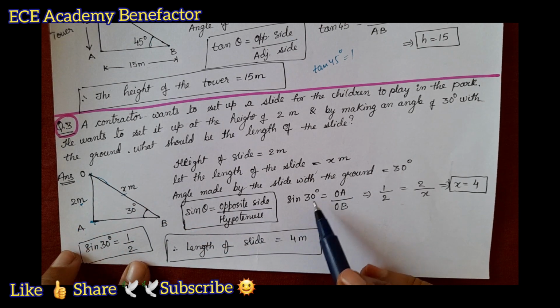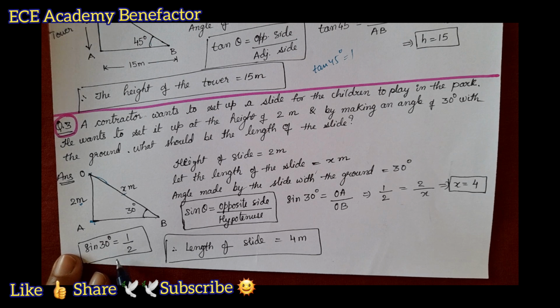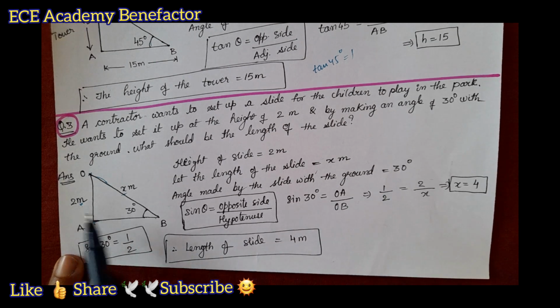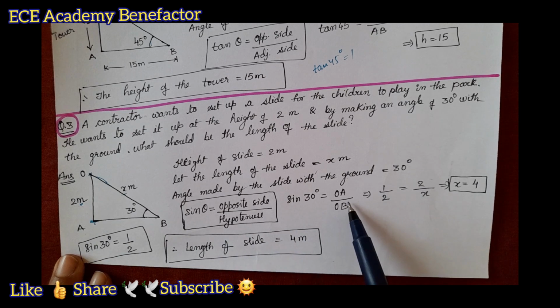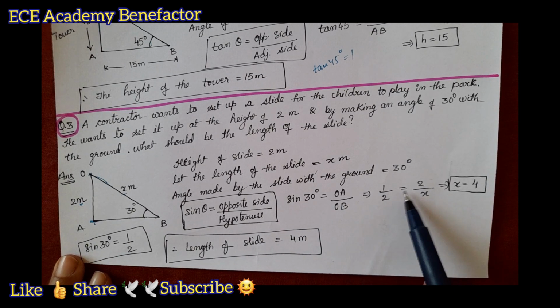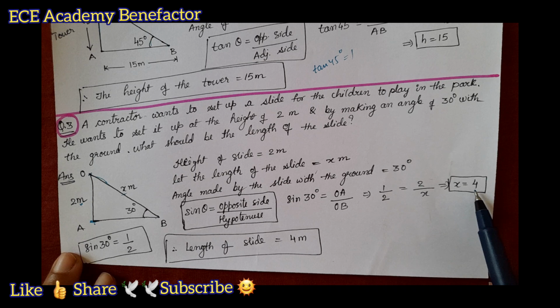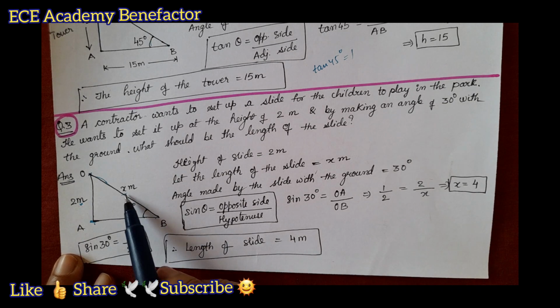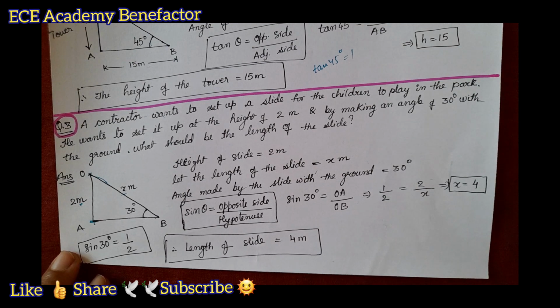What is sin 30? Sin 30 is 1 by 2. So, it is written sin 30 is equal to 1 by 2, OA is equal to 2 and OB is equal to x. On cross multiplying we will get x is equal to 4. What is x here? The length of the slide. So, we got the length of the slide as 4 meters.